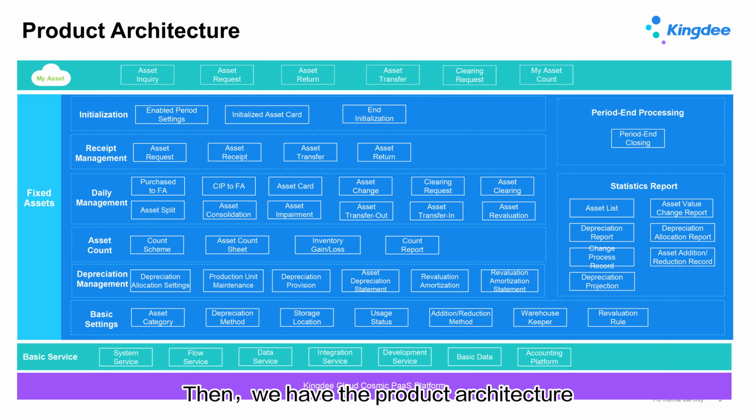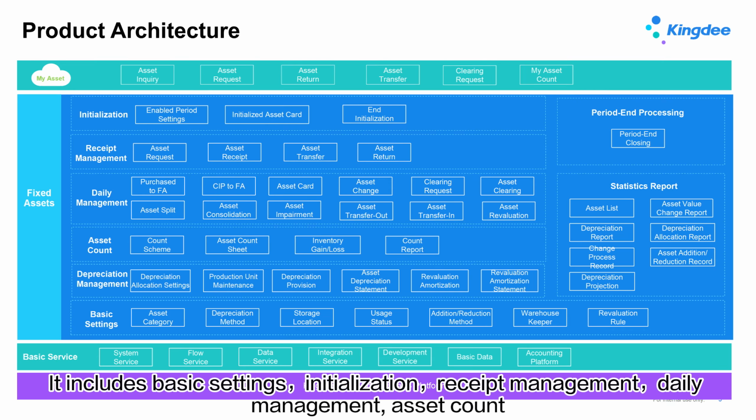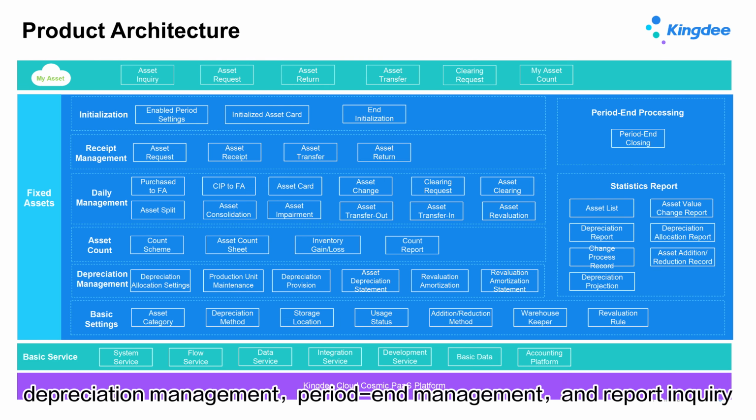Then, we have the product architecture. It includes basic settings, initialization, receipt management, daily management, asset count, depreciation management, period end management, and report inquiry.